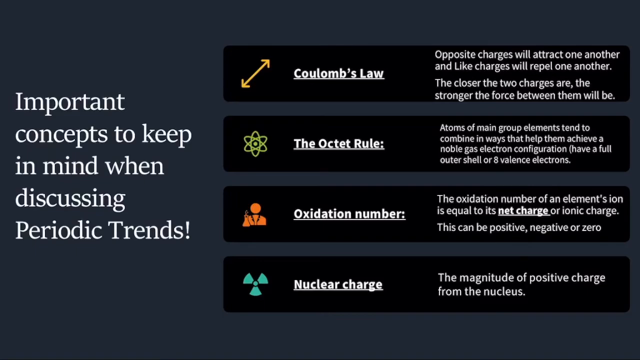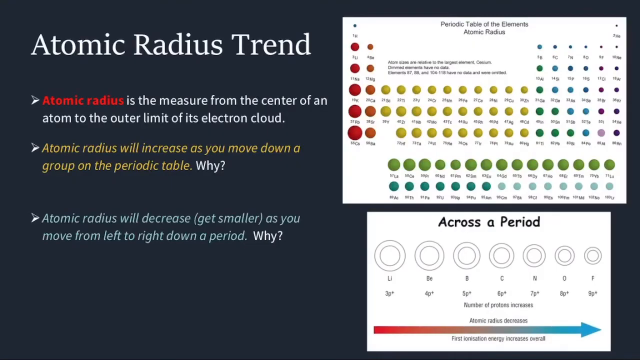Let's go ahead and talk about atomic radius first. The atomic radius is the measure from the center of an atom to the outer limit of its electron cloud. Let's take a look at this lithium atom right here. I'm going to put a little nucleus in here. If I'm measuring from the center of that nucleus all the way out to the outer edge of that electron cloud, the distance right there is my atomic radius. That tells me what the radius of that atom is, or what the size of it is.